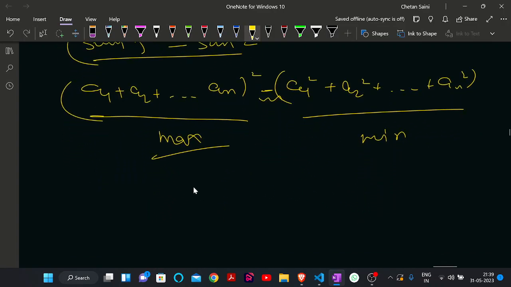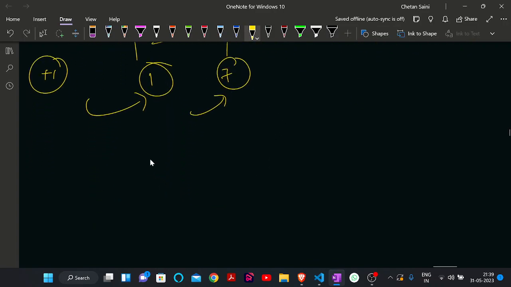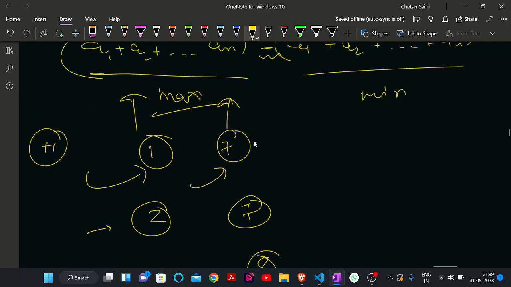Now just think that 1 and 7 are the elements of this array, and we want to add plus 1. Either we can add it to 1 or we can add it to 7. Now there can be two possibilities: either we can make it 2 and 7, or we can make it 1 and 8, by adding plus 1 to any one of these. So from this, what will be the effect on this sum 1?